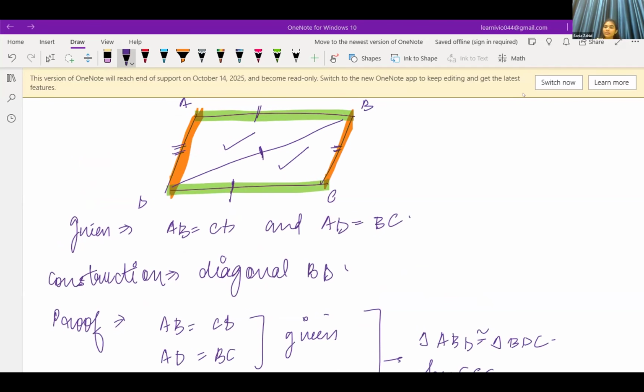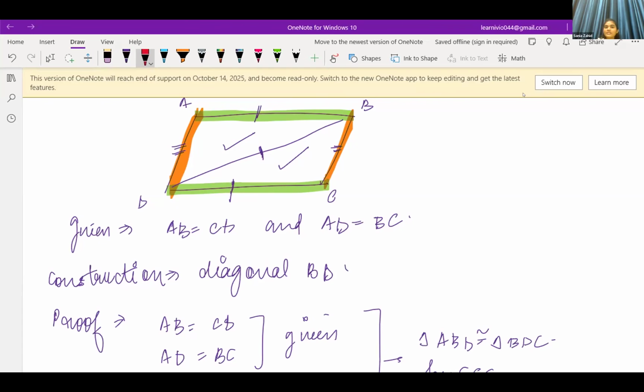So can anybody guess why I proved them congruent? Can anybody guess? Please speak loudly. Ma'am, when you prove it congruent, then angle ABD will be equal to angle BDC. Very good. And so what happens if angles are equal? Alternate interior angles. Very good.